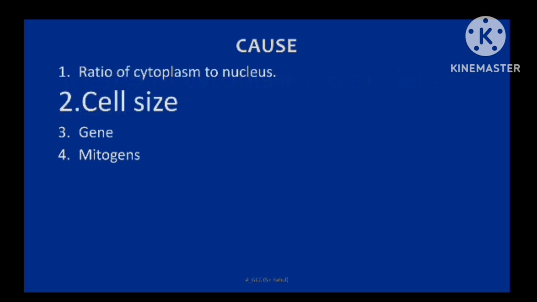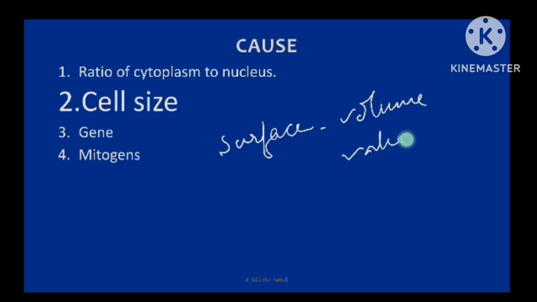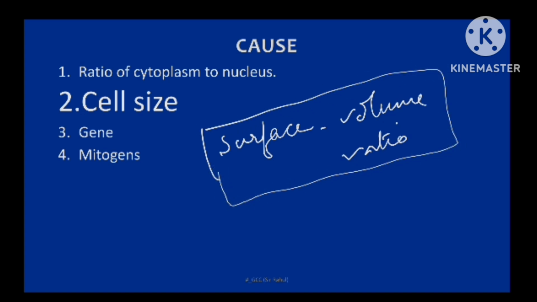The next one is cell size. Increase in cell size results in decrease of surface volume ratio. This disturbs the efficiency of surface exchange required for maintaining optimum metabolism. So, with the disturbance in the surface volume ratio, the metabolic activity of the cell is disturbed. As it reaches a critical stage, the cell undergoes division.